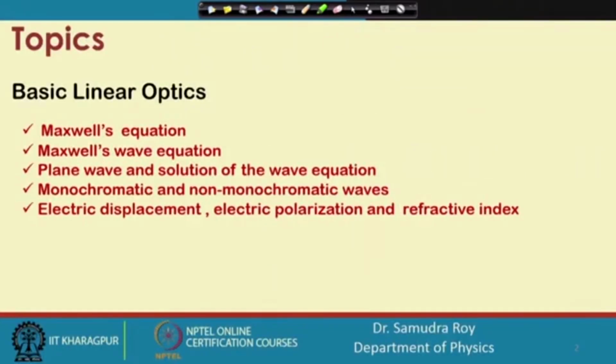In the first part, we would like to learn the basic linear optics as mentioned in these slides. We would like to learn Maxwell's equations, then Maxwell's wave equations. We will learn what a wave equation is, and then the plane wave and the solution of this wave equation. The plane wave is a very important thing, and we need to know what actually the plane wave means. Then monochromatic and non-monochromatic waves, and finally electric displacement, electric polarization and refractive index. These are the few things that we would like to learn in this particular basic course.